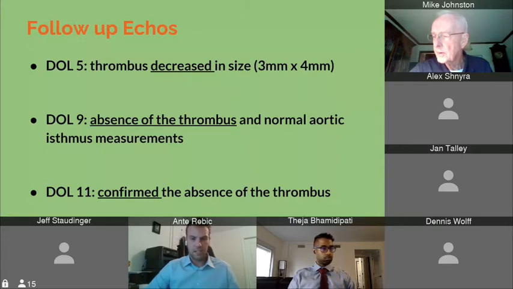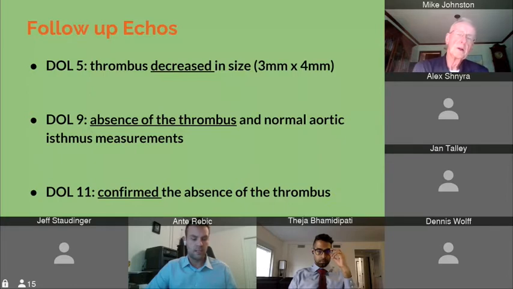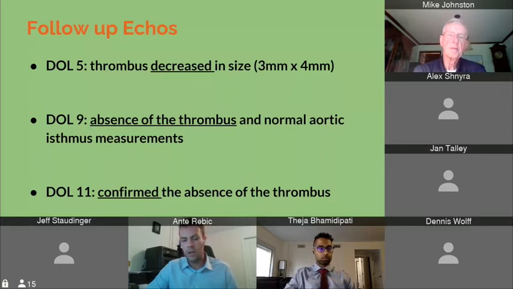The patient progressed well over the next couple of days, and on day of life 7, he resumed breastfeeding. And on day of life 9, there was another echo, which showed now the absence of the thrombus and normal aortic isthmus measurements. What this means is that the thrombus is now completely gone, and this confirms that we did not have a coarctation of the aorta, as the isthmus has normal measurements. The patient was kept in the hospital for a couple more days to make sure that everything was going well. And on day of life 11, he had another echo that again confirmed the absence of the thrombus.